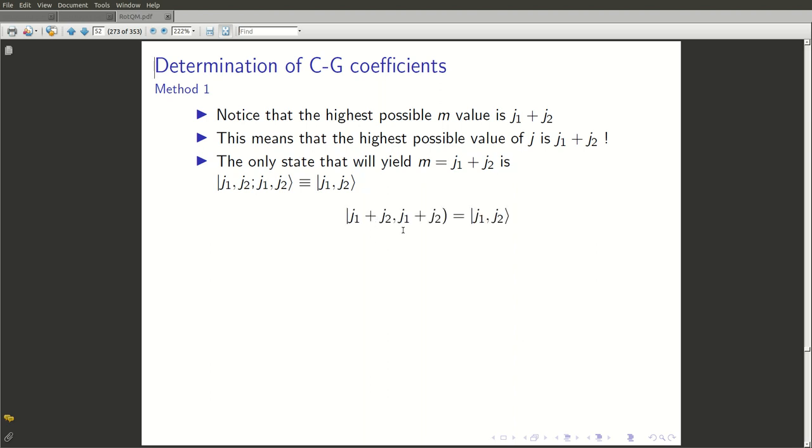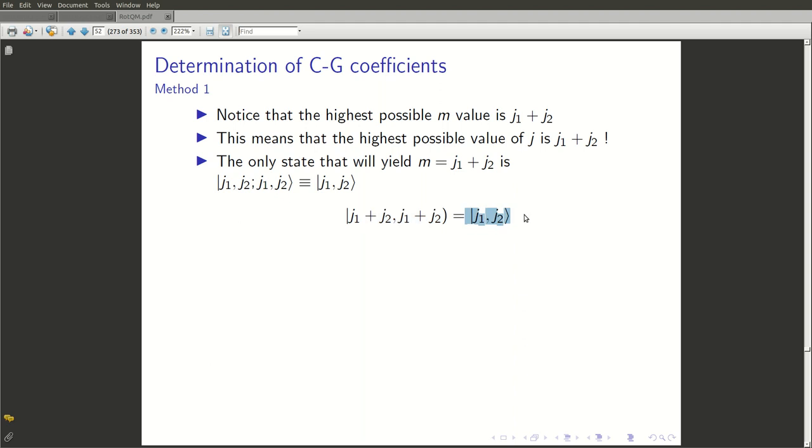So we know that the state which has J1 plus J2 eigenvalue for Jz, notice there is a rounded bracket, so this talks about J square, Jz eigenvalues, not J1 square, J1z, etc. And this state can only be equal to J1, J2.